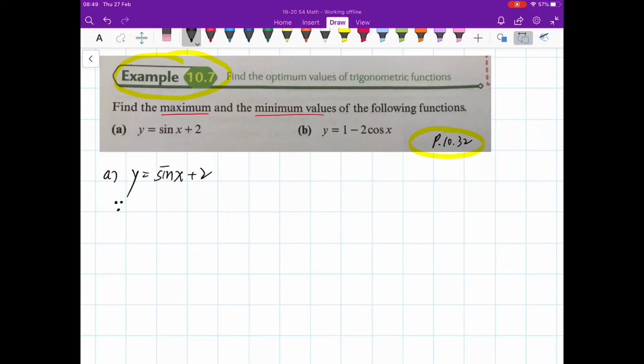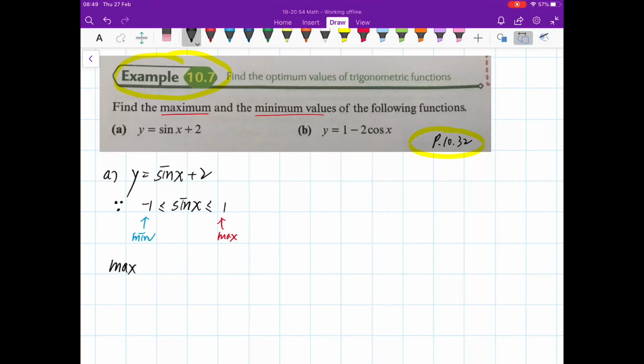So let's recall from the previous video, what is the range for sine theta? The question just changed the theta into x. So what is the range for sine x? It is -1 and 1. And we know that for the maximum point it is 1, and for the minimum point it is -1.